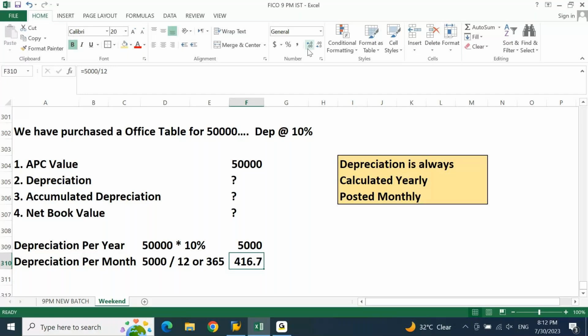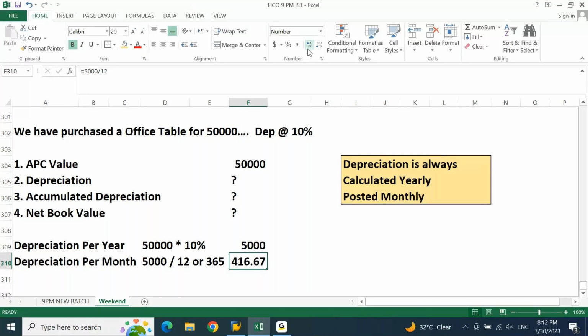416.67. So when I talk about my depreciation on the asset, I will always calculate my depreciation annually, which means per year. For 1 year, my depreciation is 5,000. For 1 month, my depreciation is 416.67. So this is the logic that you need to follow in your asset accounting. Always calculate a depreciation yearly or annually, charge the depreciation or post the depreciation monthly.